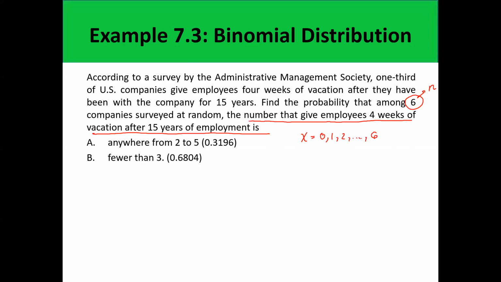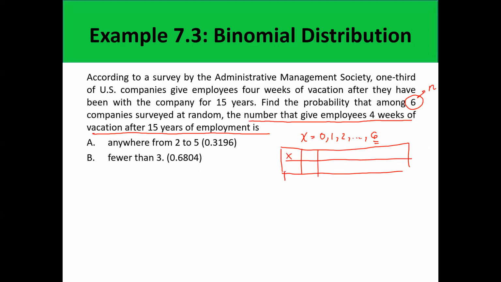So x equals 0 means that out of the 6 companies, none of them would give employees 4 weeks of vacation after 15 years of employment. While x equals 1 means that exactly 1 out of the 6 companies will give employees 4 weeks of vacation after 15 years of employment. While x equals 6 would mean that all the 6 companies would give employees 4 weeks of vacation after 15 years of employment. So if we want to construct the probability distribution table, the table will be as follows.